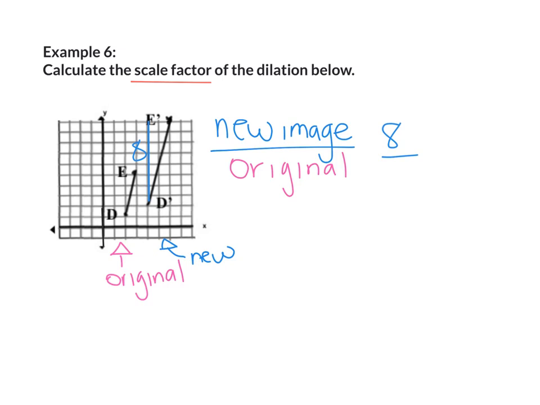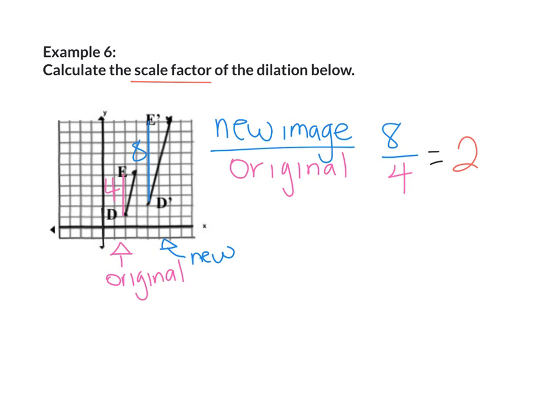Now I'm going to do the same thing for the original. I'm going to start by drawing my line. And that's going to be 4 units. So 8 divided by 4 is going to give me 2.